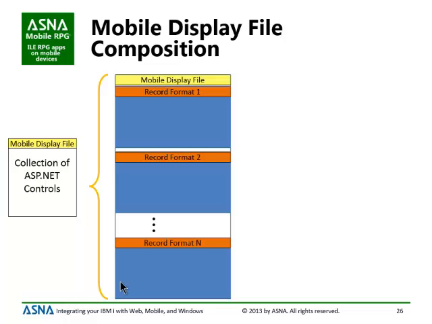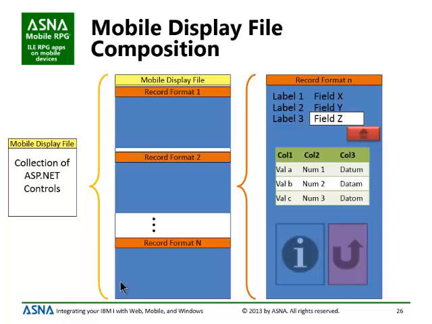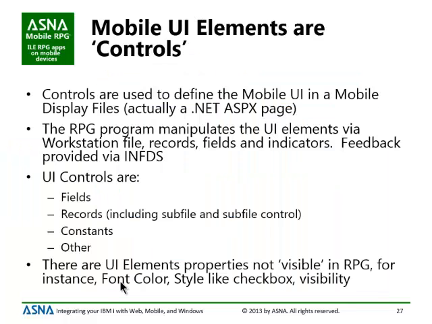Now here's the composition of a mobile display file, where display files are made up of a set of record formats, just like a traditional display file. And any one record format will contain a variety of different controls. It may contain DDS char fields, decimal fields, charts, lists, graphs, maps, buttons, input fields, all those kinds of things. The controls then are used to define the mobile UI in the mobile display files.